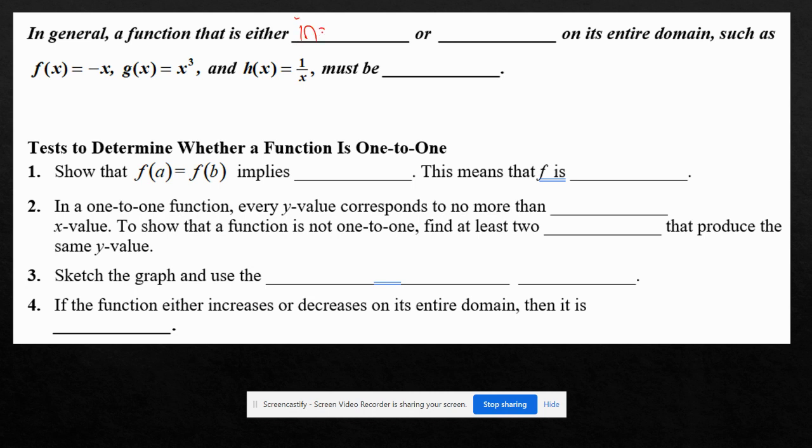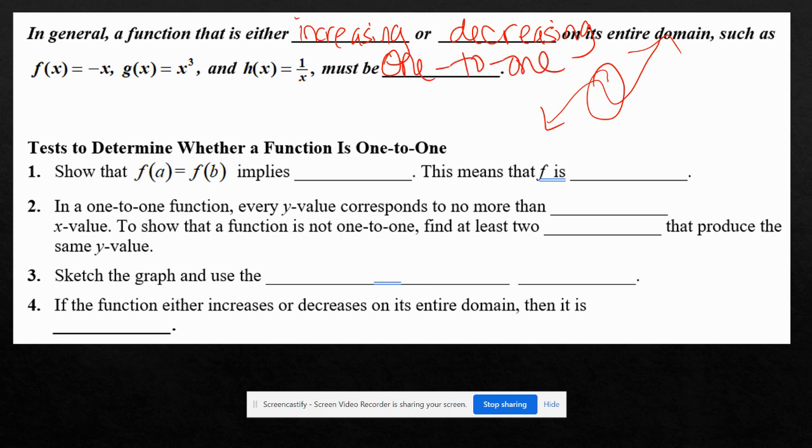In general, if the function is increasing or decreasing on its entire domain, that means it's going up, no matter if there's maybe a little bit of wiggles. As long as it's going up the entire time or down the entire time, and there's no little wiggle like this, that's a decrease. So increase, decrease, increase. If that doesn't happen, then it's one-to-one. And so these are some examples of some functions that are one-to-one.